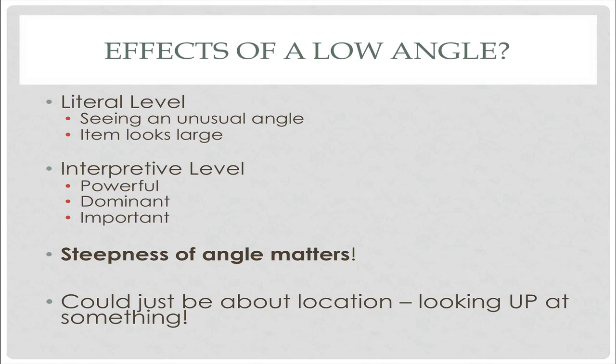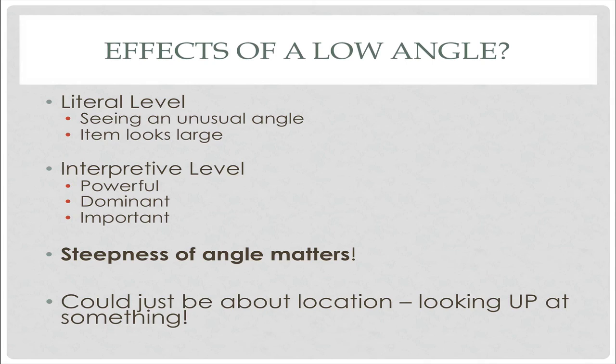Well, again, literally, we are starting to see kind of an unusual angle for our world. If most of our world is seen at a very neutral eye level, once we start to have a low angle employed, we're going to see some distortion from the quote-unquote normal view of our world on this film. This is a little bit different, so it should cue us in interpretively that something is changing. Again, literally, that item that is being filmed in a low angle is going to look distorted. It's probably going to look a little bit larger from a low angle than it would from an eye level angle.